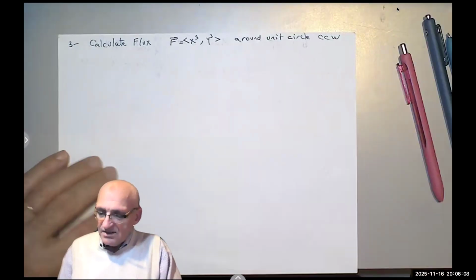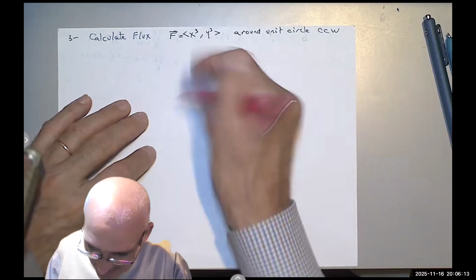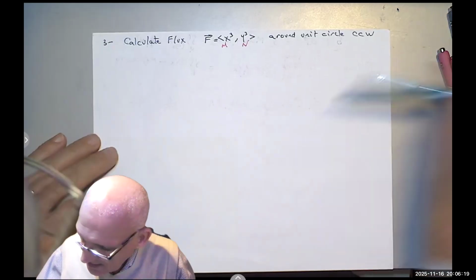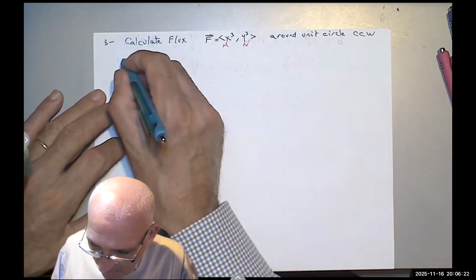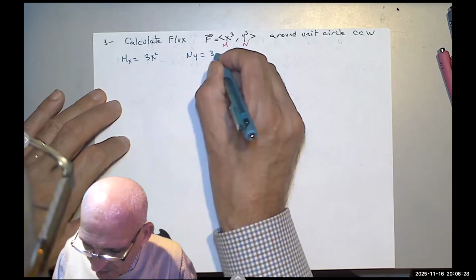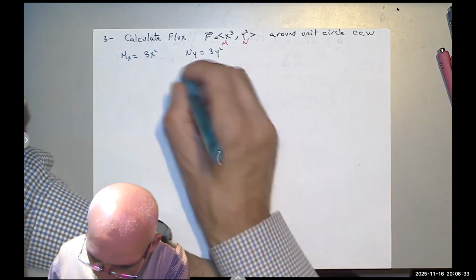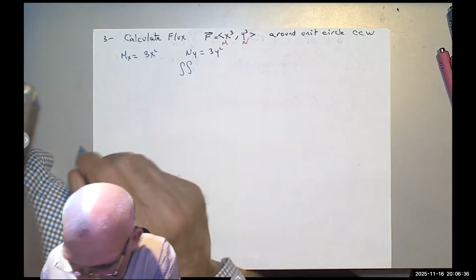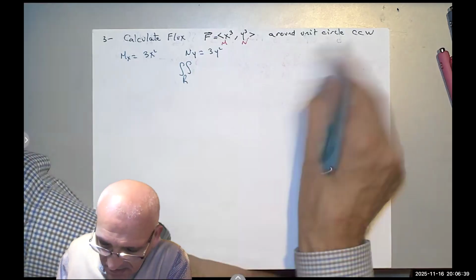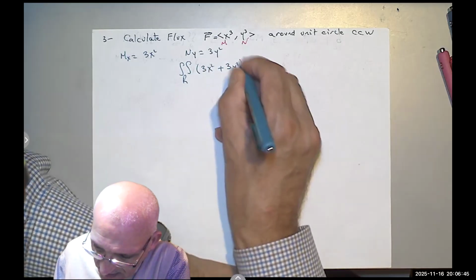Okay, let's take the last one then. The last one will not give you a constant. Good. So this is the M, this is the N. And when we do the integral, Mx is 3x squared and Ny is 3y squared. So we add them up, remember? So that's what we get. The flux will be a double integral over the region, which is the circle, of 3x squared plus 3y squared dx dy.